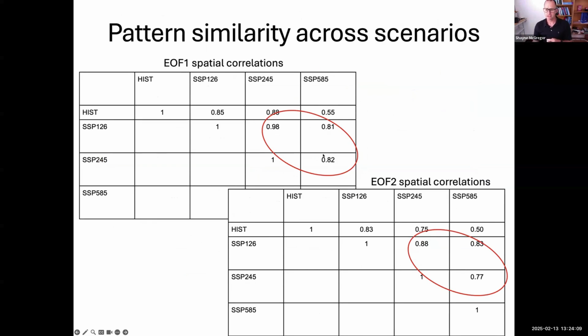You can see correlations upwards of 0.8. So the visual similarity is clearly there across the models, and it's similar numbers for EOF2, but 0.77 is the lowest and 0.88 is the highest spatial correlation. So there's a lot of similarities between the models. I suppose the largest discrepancy is between 245 and 585 in the EOF2.